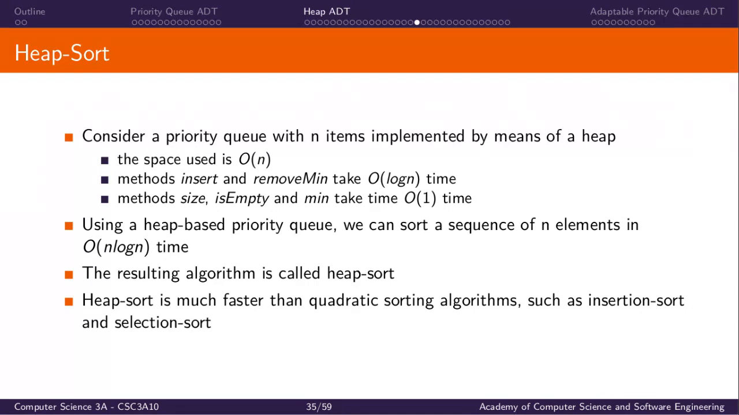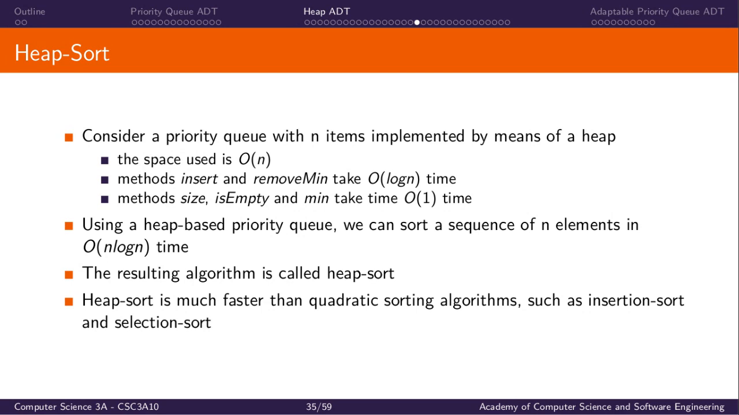We can use a priority queue stored in a heap to sort a sequence of elements. This is called heap sort. So we looked at priority queue sort, PQ sort, that uses a priority queue. If our priority queue is stored in a heap, then this is called heap sort.